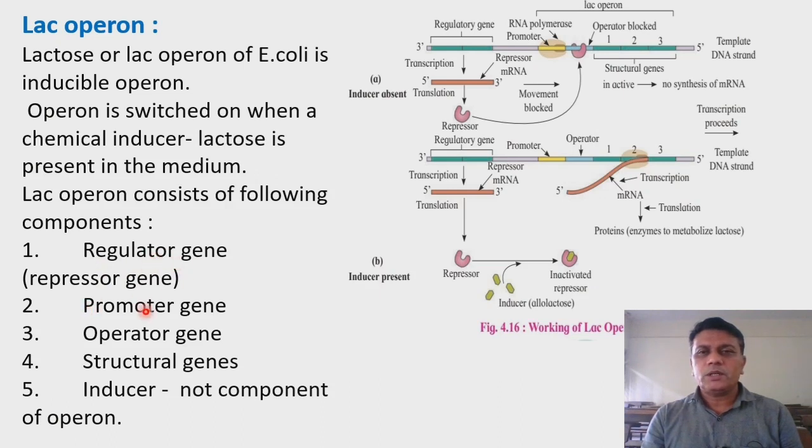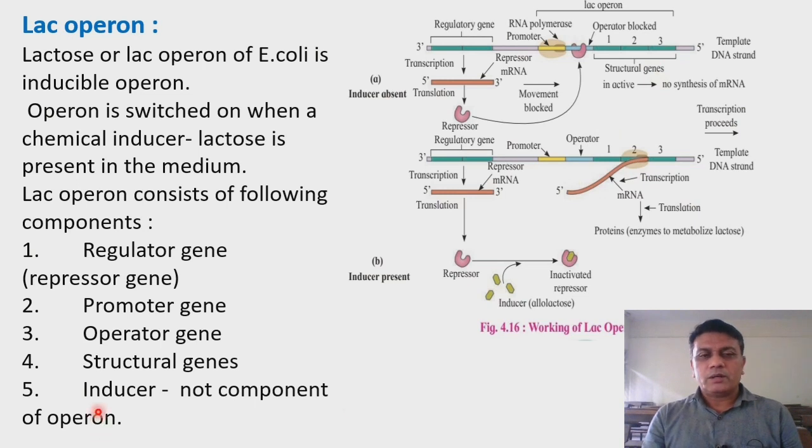Then the promoter gene is present. Here we can see the promoter gene. To this promoter gene, the RNA polymerase binds during the process of transcription. Then the operator gene. Here is the operator gene. The operator gene starts as well as carries the process of transcription on these structural genes, that is Z, Y and A. Then the structural genes are three, that is Z, Y and A.